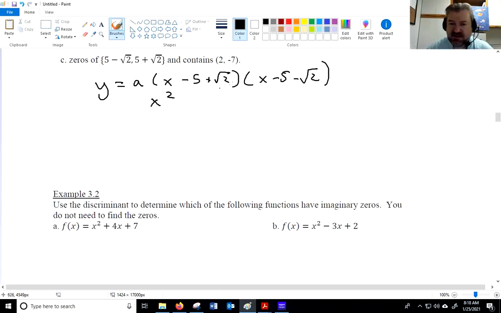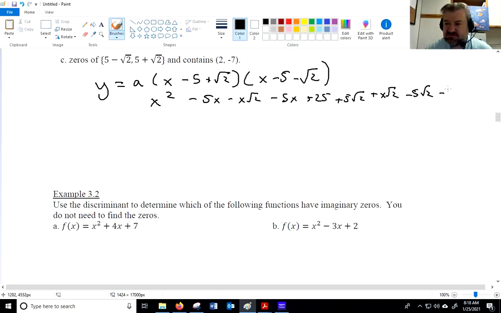Now I'll expand this out. x squared minus 5x minus x root 2. Then I'll do the negative 5. Negative 5x plus 25 plus 5 root 2. Now I'll do the root 2 plus x root 2 minus 5 root 2. And minus root 2 times root 2 is 2. Okay, that goes away with that one. That one goes away with that one. And I get x squared minus 10x plus 23.